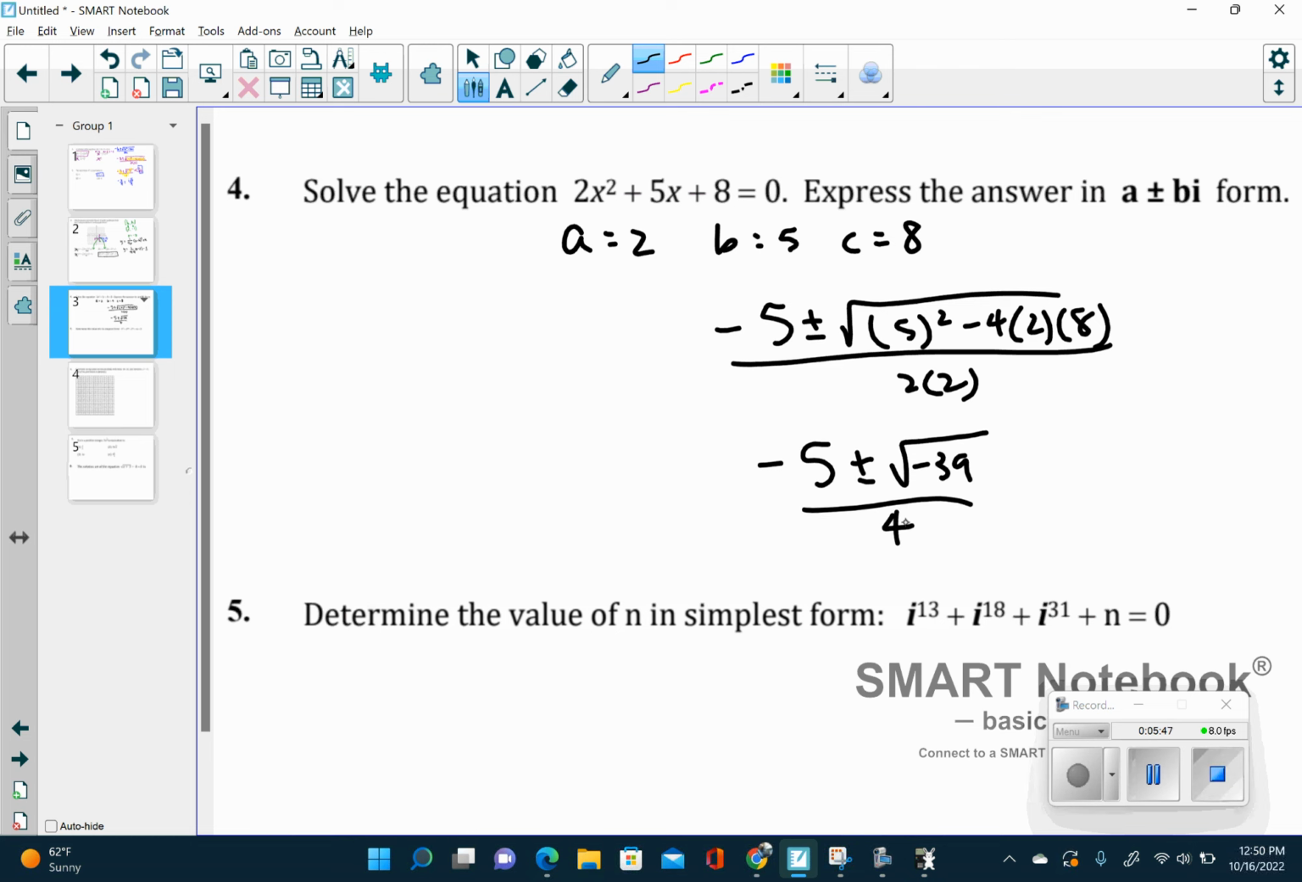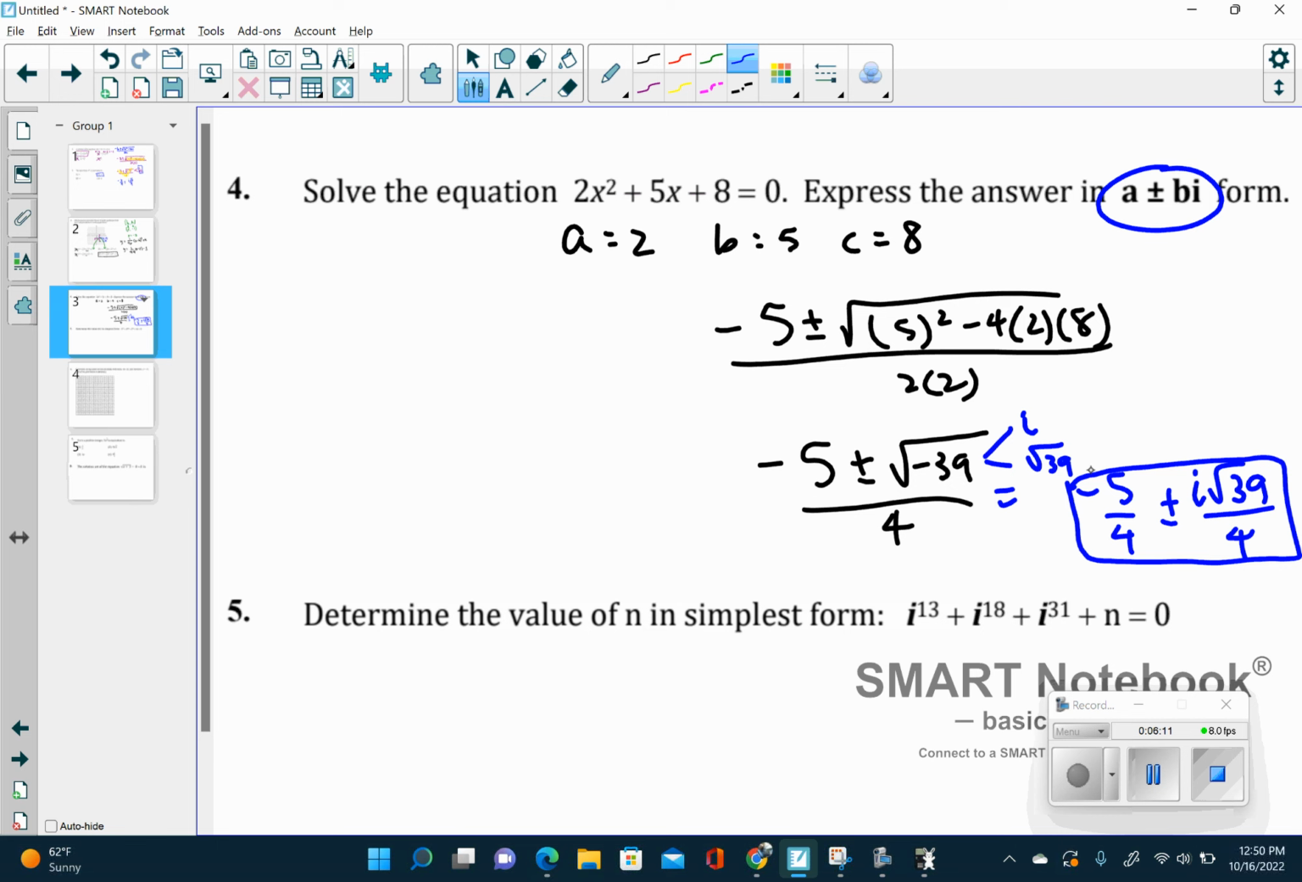However, it says put it in a plus bi form, so we're going to have to take it a step further. Just like we did before, there's an i that comes out, and the square root of 39 cannot be simplified further. So we could write this as negative 5 over 4 plus or minus i radical 39 over 4. And that is an acceptable answer for this question.